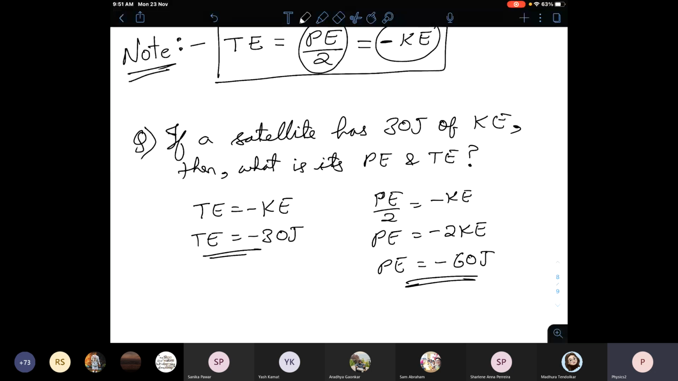This is the uniqueness of a satellite. This is the important feature of a satellite, that you can predict the energy, you can calculate any kind of energy of a satellite. So this is your energy of a satellite. I guess everybody is getting this?